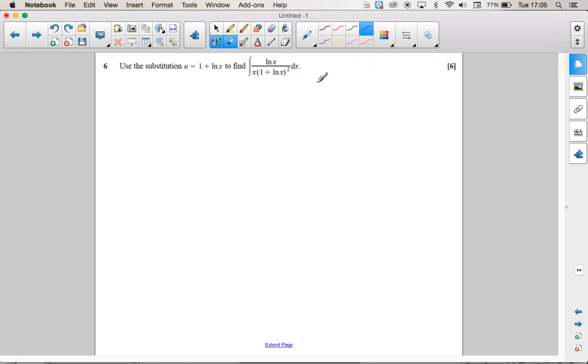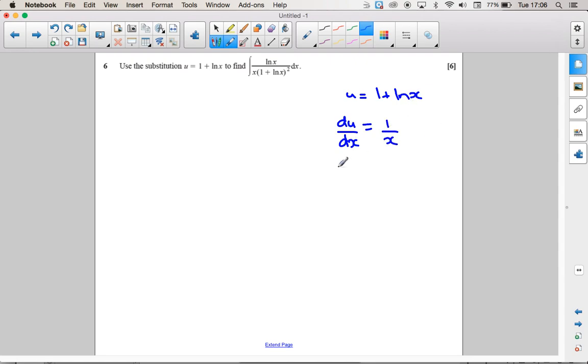Okay, question number 6 is an integration by substitution question. So the first thing I always do is, on the right hand side of my page, work out what I'm going to swap dx for. So to do that, I'm going to differentiate this. Don't need to rearrange it before I differentiate it, I'm just going to differentiate it as it is. So when I differentiate this right hand side, I'm going to get nothing plus 1 over x.